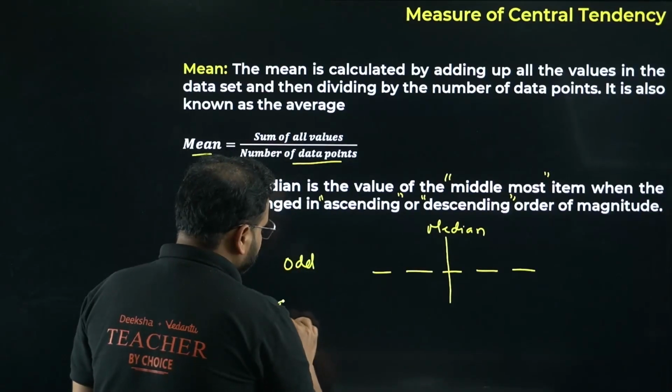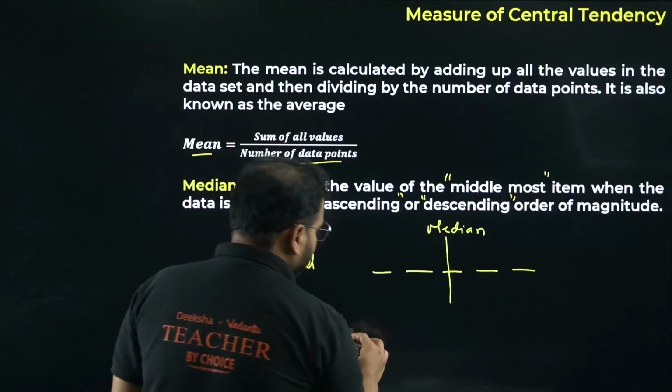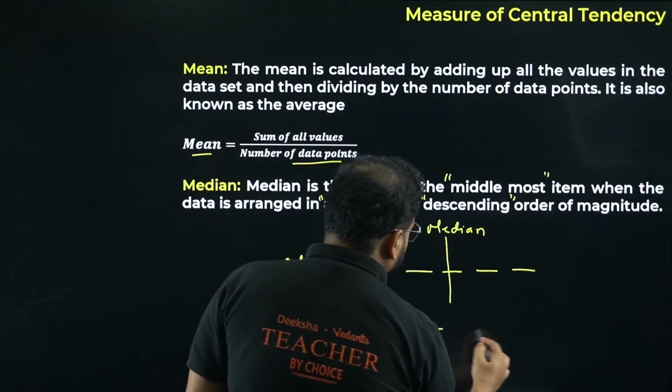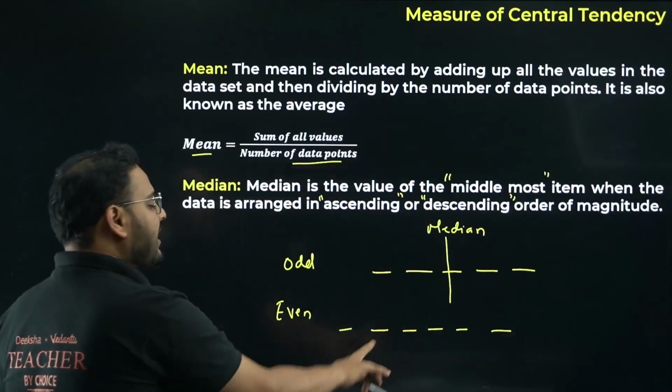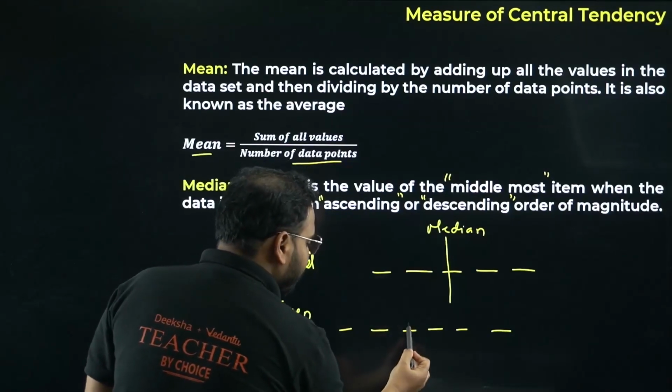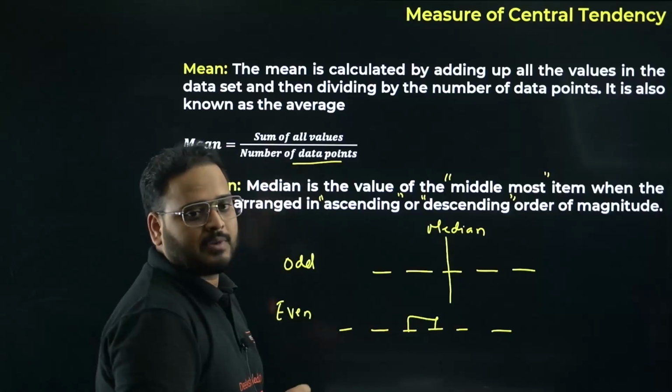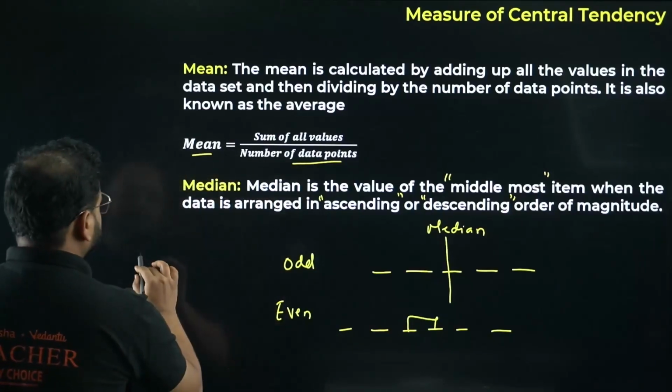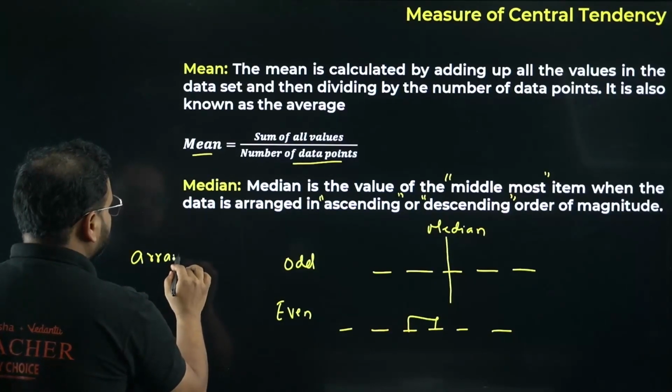If I move on to the case for even, let's check here. I have 1, 2, 3, 4, 5, 6. Over here I have 6 data points. Then how do you find the median, sir? Please check here, you have to find the average of these 2 data points. Again, you have to arrange first. First step is to arrange.